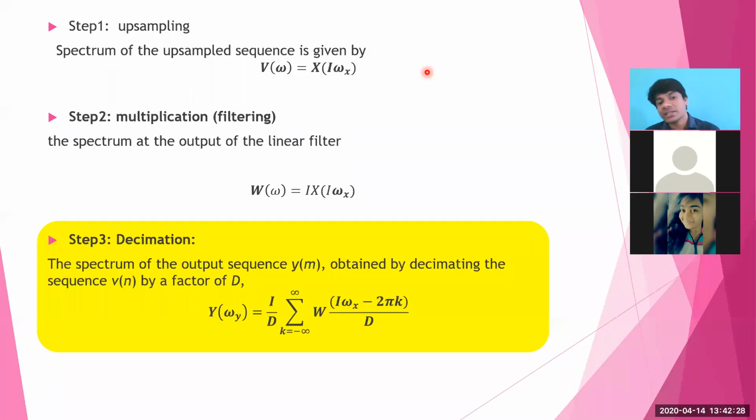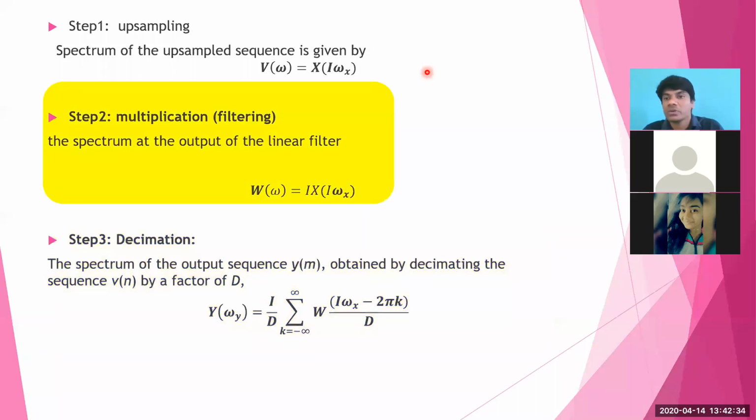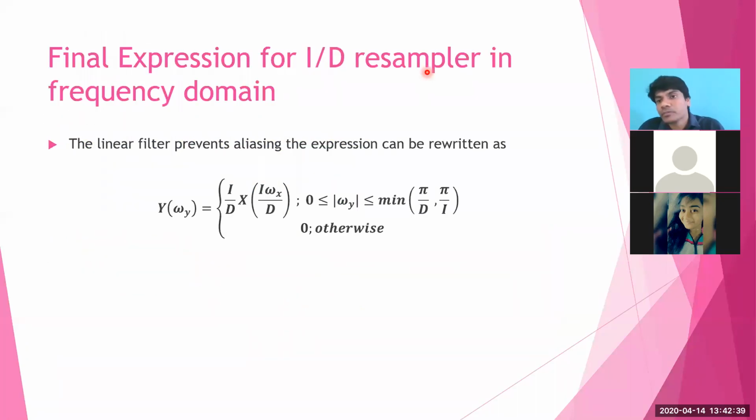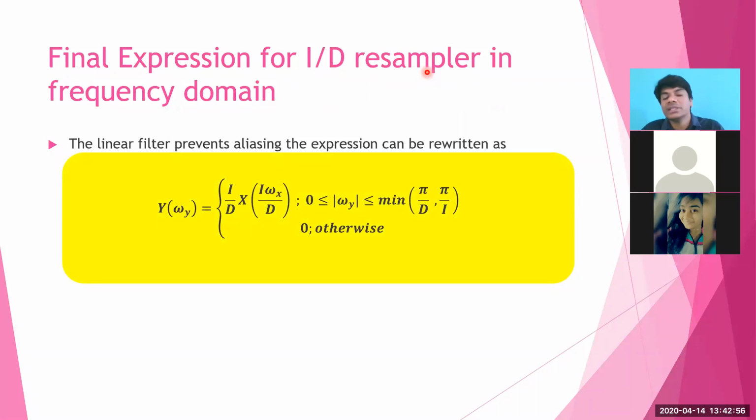So these three operations, as you can see, are being done on this particular sequence. Now, one more thing here: since we have a combination of anti-aliasing and anti-imaging filter, that filter will make sure that none of the images will cross that particular filter. As a result, you will have this particular expression in the frequency domain.